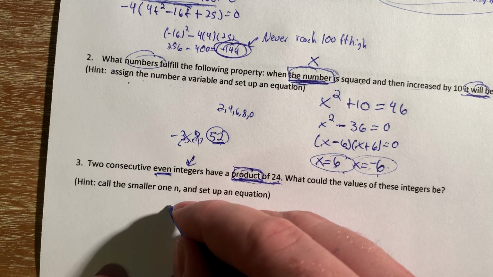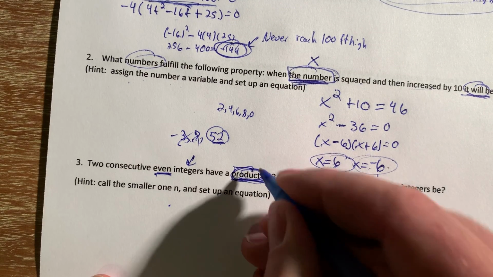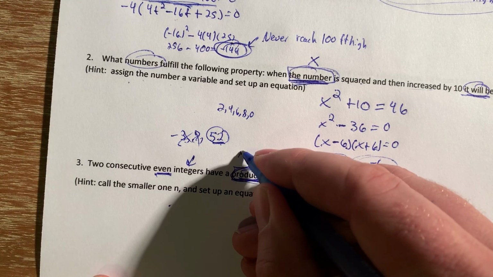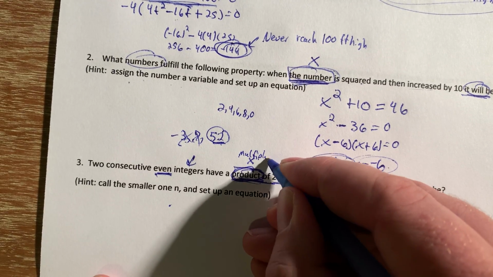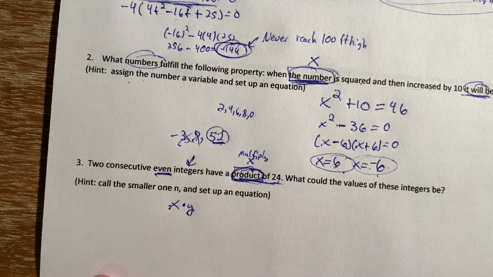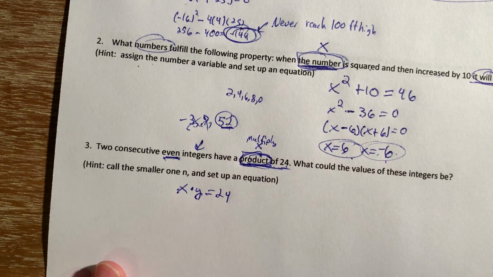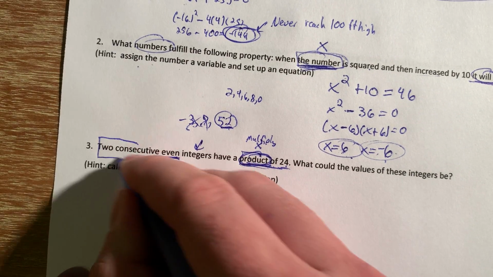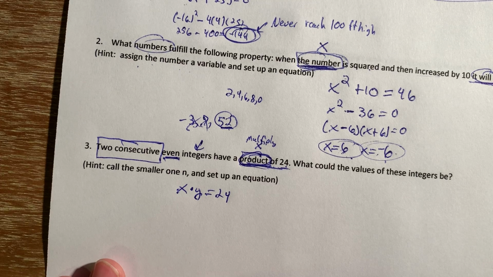So you might think we set up an equation. Product means they need to multiply, so multiply to make 24. And you might think we need 2 variables here, maybe like x times y equals 24. But we can do better than this, because it says they are 2 consecutive. That means they come in a row.